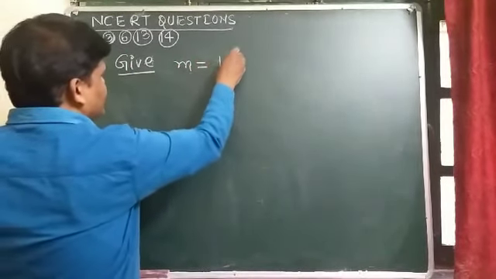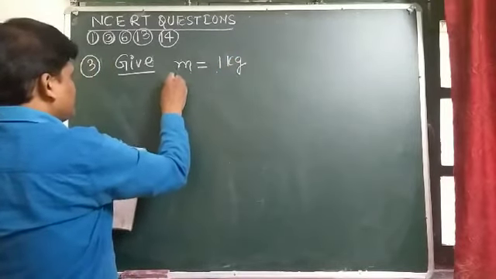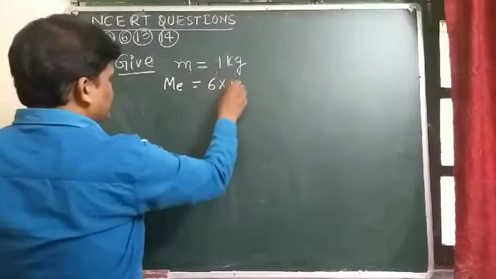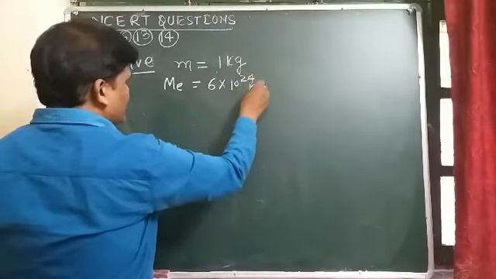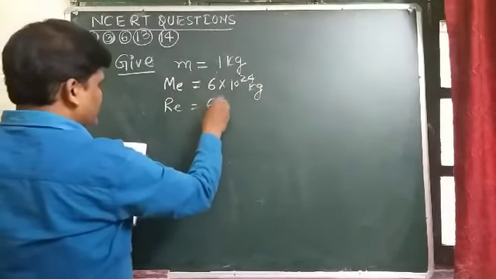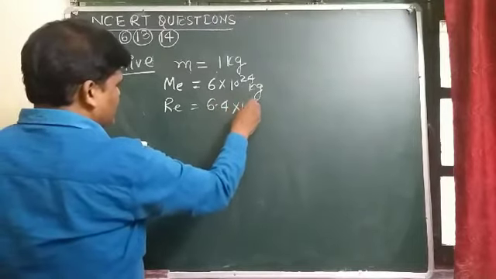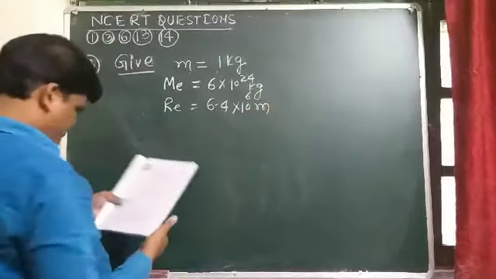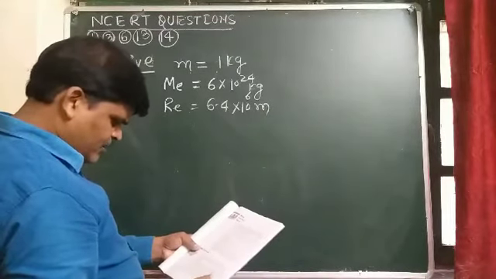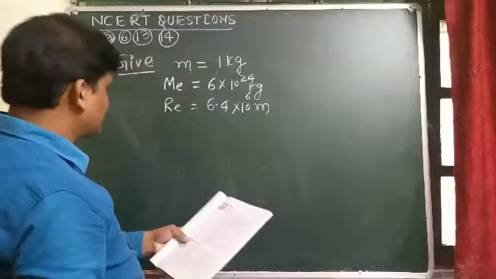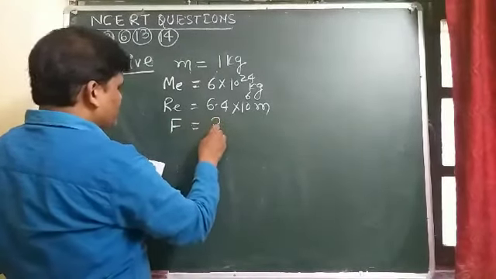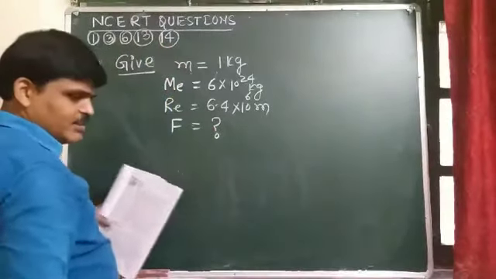So for the third question, student, first we write what is given. Mass of object is 1 kg. Mass of Earth is given as 6 into 10 to the power 24 kg. Radius of Earth is also given as 6.4 into 10 to the power 6 meter. We have to find the gravitational force between the Earth and the 1 kg object.